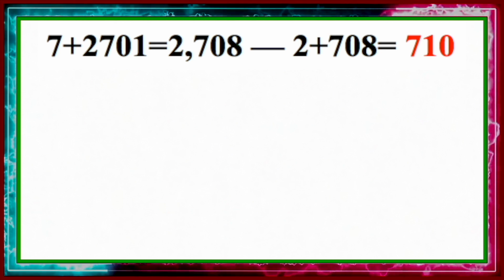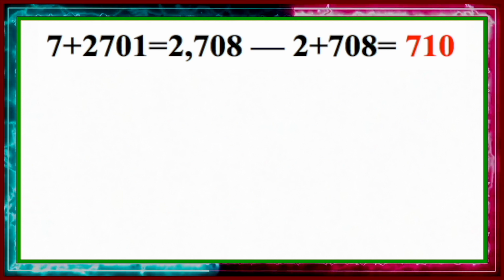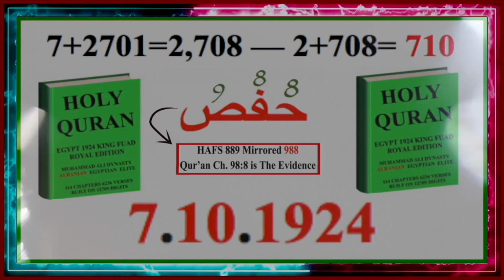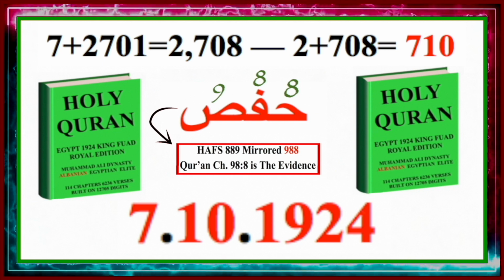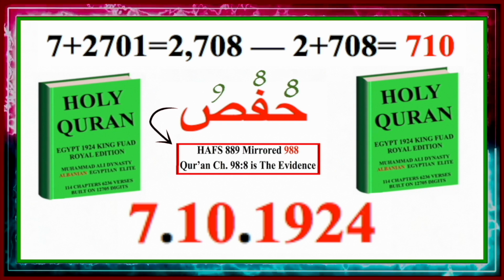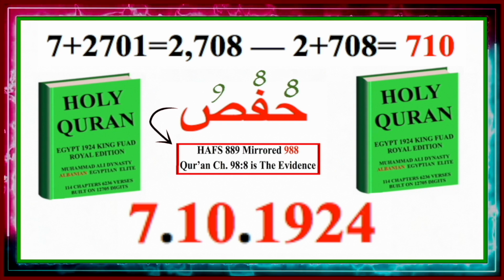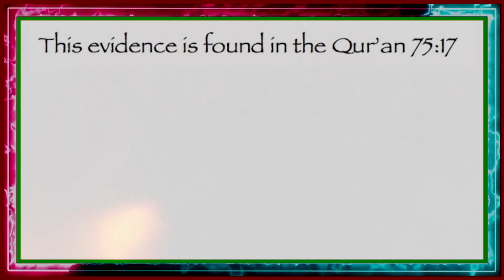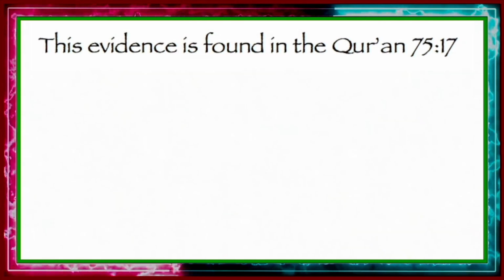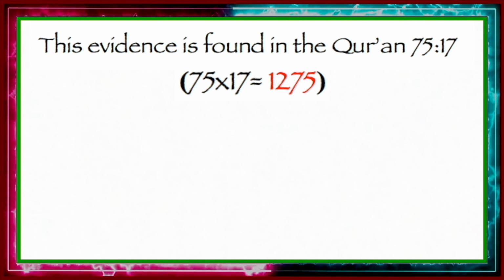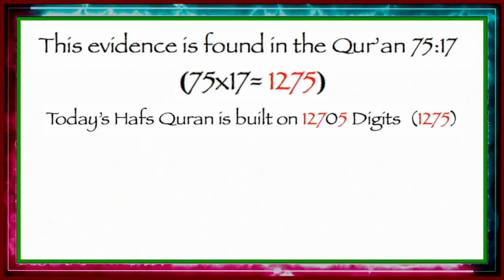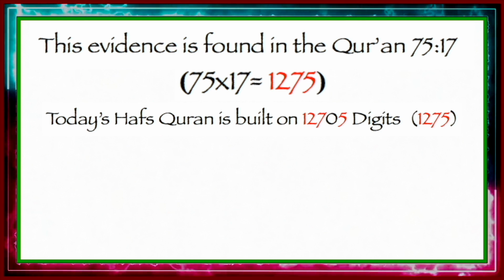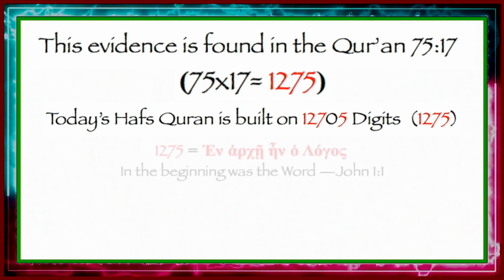Adding 7 to the 2,701 gives us 2,708. And 2 into 708 equals 710, which gives us the exact date the Hafs edition was printed, 7/10/1924. This is the evidence of the original Quran being restored from the time of the Prophet Muhammad. This evidence is found in chapter 75, verse 17. 75 times 17 equals 1275. Today's Hafs Quran is built on 12,705 digits, 1275.